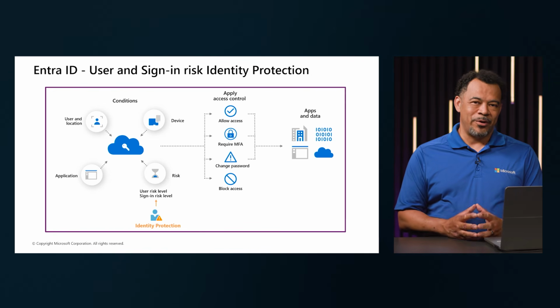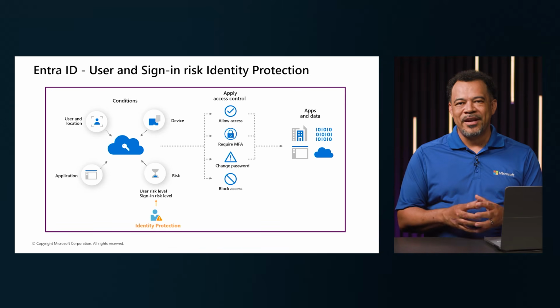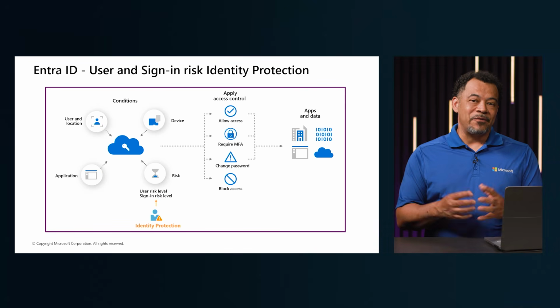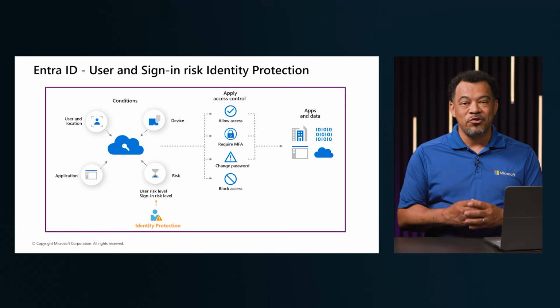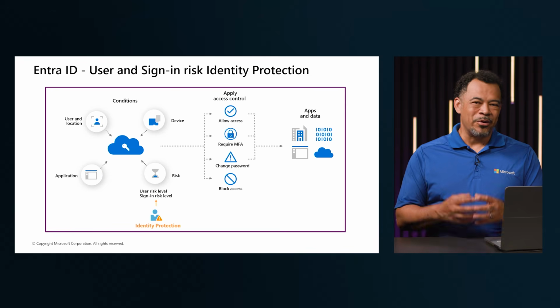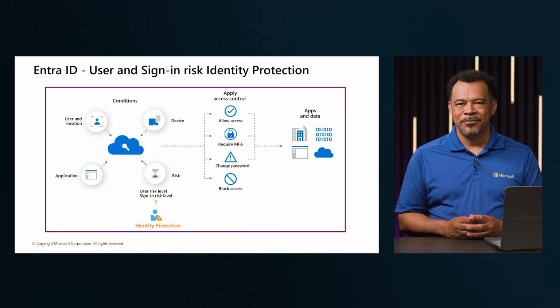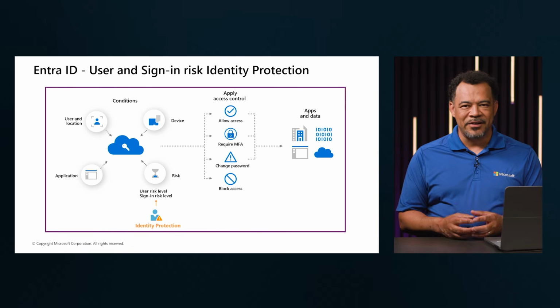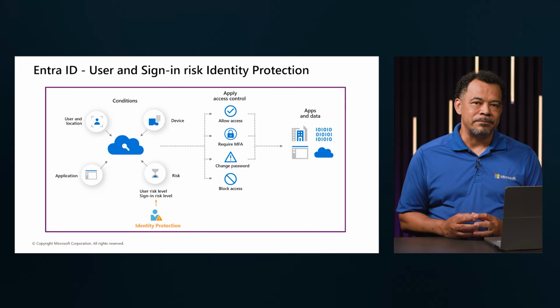For user risk, the definition is that it represents the likelihood that a user's identity has been compromised. How do we detect it? The detection of leaked credentials on the dark web is an example, or unusual user behavior over time, or correlation with known attack patterns or compromised accounts. So what's the use case for this? If a user is flagged as high risk, you can enforce policies like password reset or block access until the risk has been resolved.